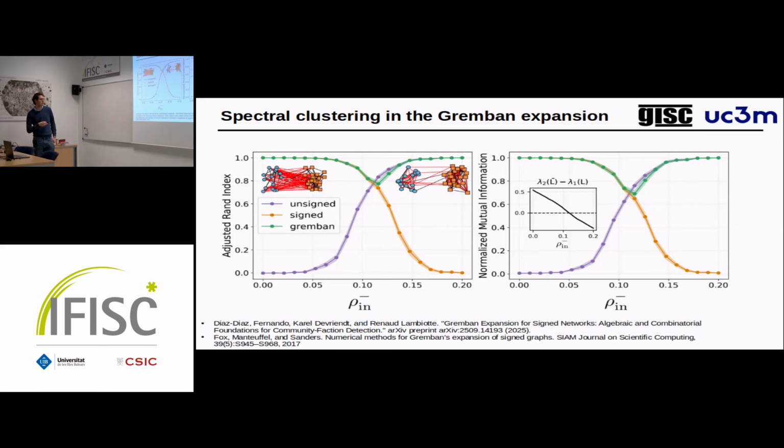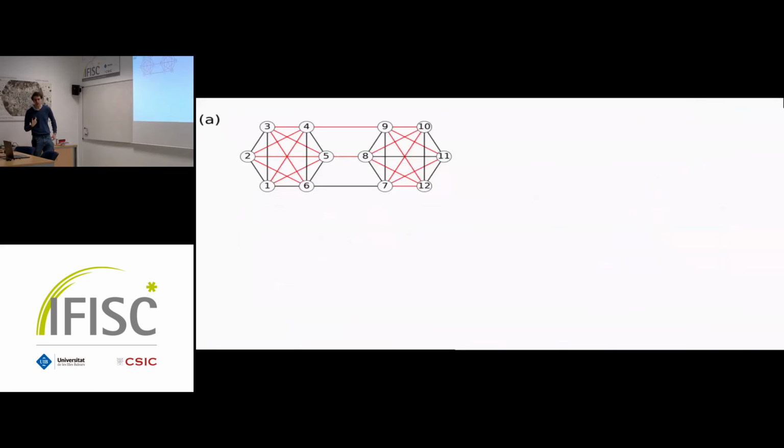As you see, the unsigned Laplacian is terrible in this region, the signed Laplacian is terrible in this region, and the Greenbank Laplacian is consistently good, except in this area, which we can talk about in the question session if you want. And let me give you a second example.